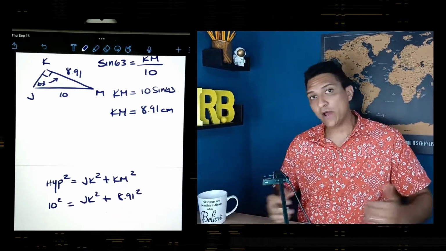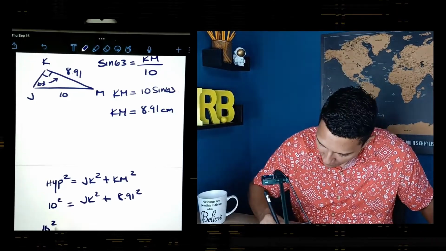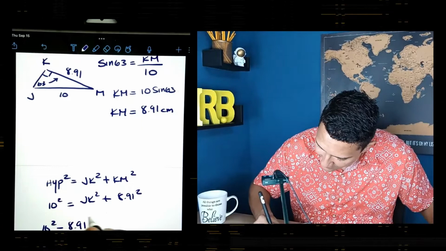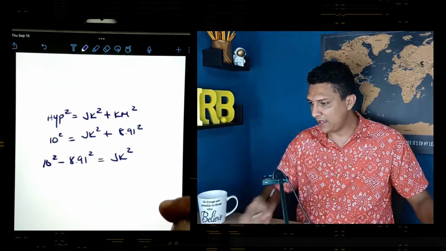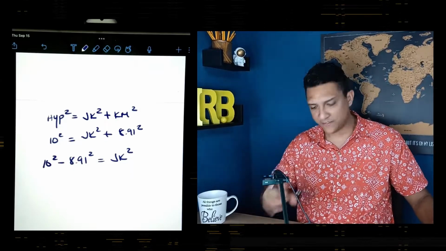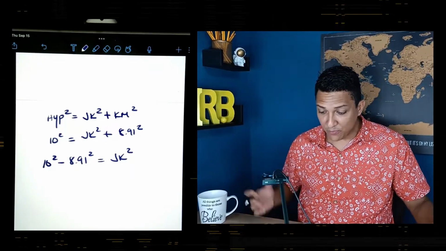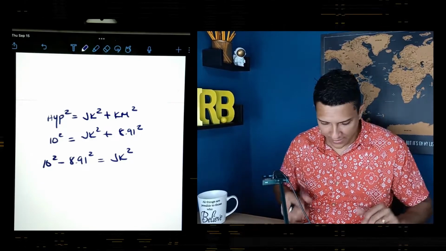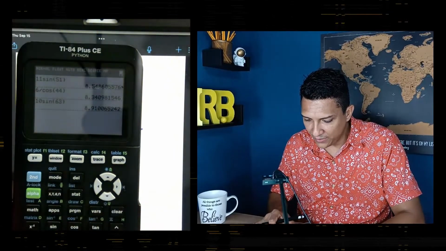Okay, so now what I need to do is just isolate the variable. So I'm gonna pass the 8.91 to the other side. As you can see here, let me fix the screen so you can see better. There you have it. So I'm gonna input this in my calculator. Notice something: I have kept in the calculator all the decimals of 8.91.